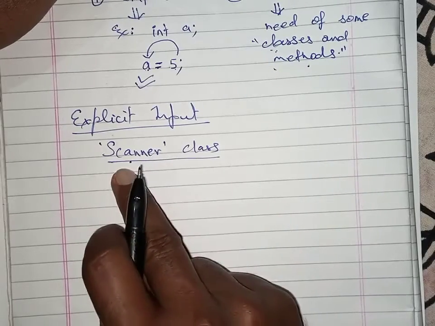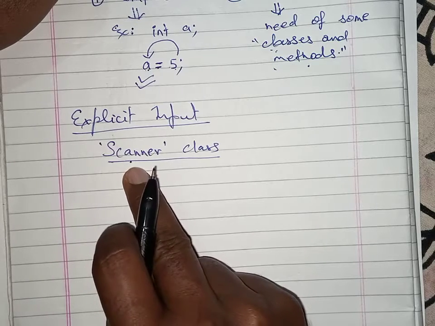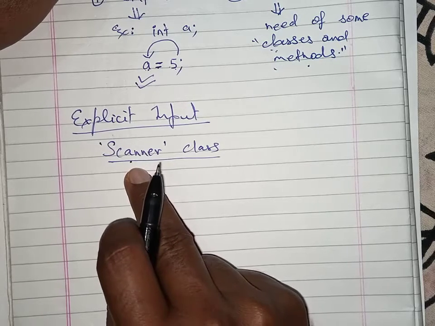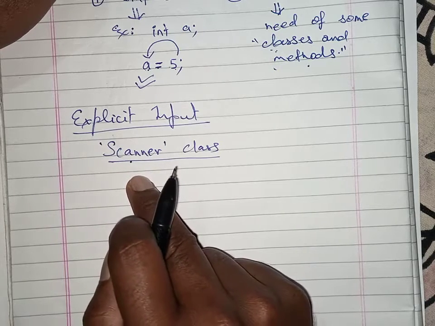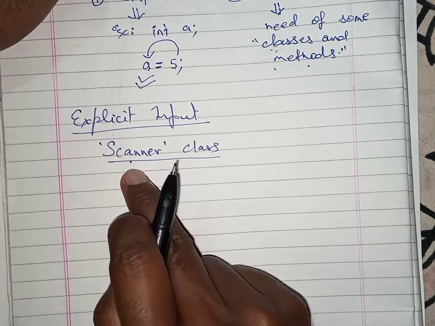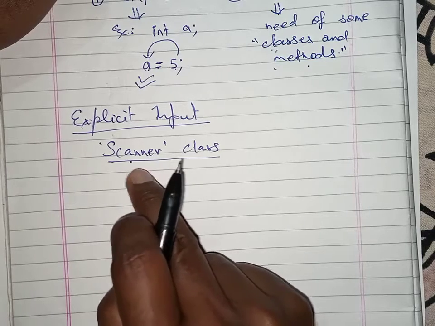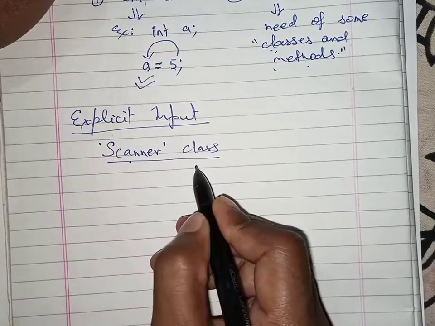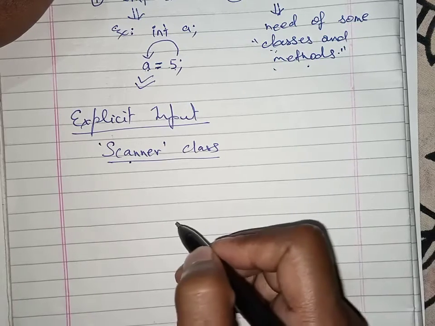So Scanner class is a special class which contains some special methods that are used to perform explicit input operations. Mind this point. This class is responsible for performing input operations, because it holds many different methods using which we can perform explicit input operations. In the Scanner class there are different kinds of methods to perform different types of input.